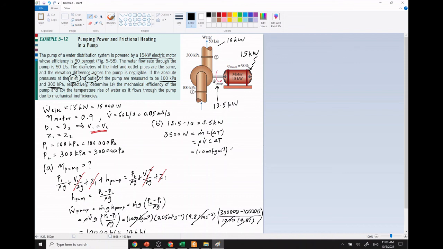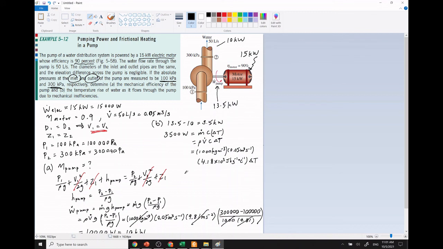Okay, volumetric flow rate 0.05 meter cube per second, and the C is 4.18 multiply 10 to the power 3 joule per kilogram per degree Celsius. Okay, and then you have a change of temperature.